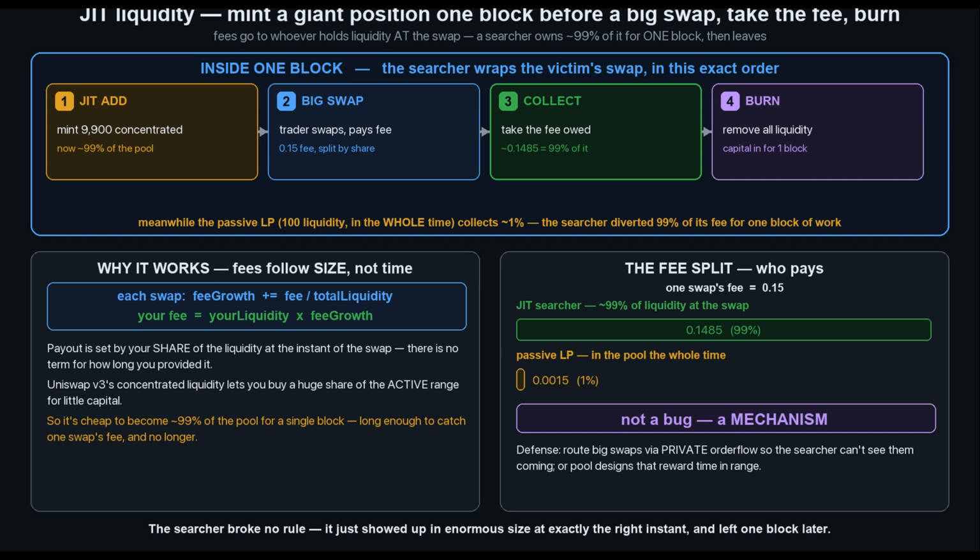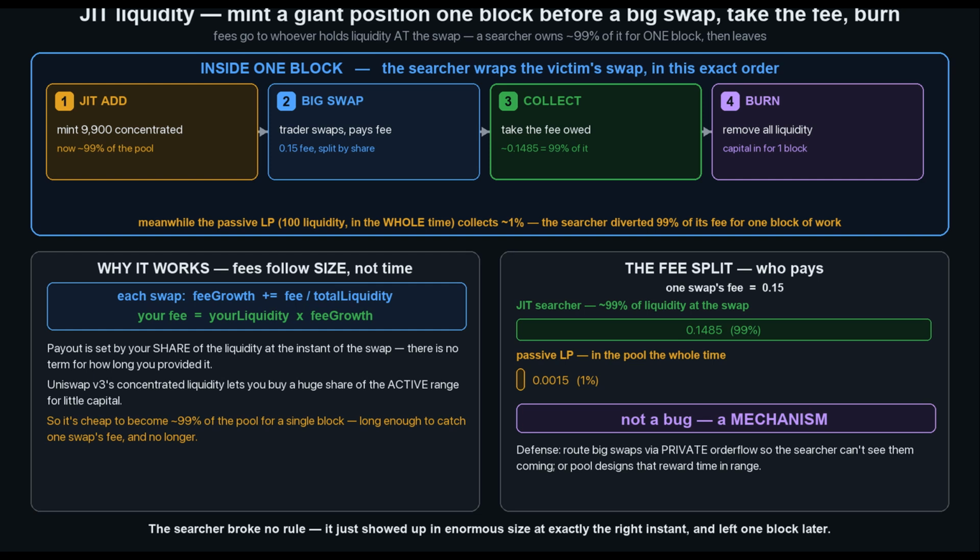Act 2, JIT liquidity on the diagram, and everything here happens inside a single block, in order. A passive LP is already in the pool. The searcher sees a big swap coming. Step 1, just before it, the searcher mints an enormous position, so it suddenly owns about 99% of the pool's liquidity. Step 2, the swap lands and pays its fee. Because fees go by share at the moment of the swap, the searcher, holding 99%, collects almost the entire fee, while the passive LP that's been there the whole time gets about 1%, a rounding error.